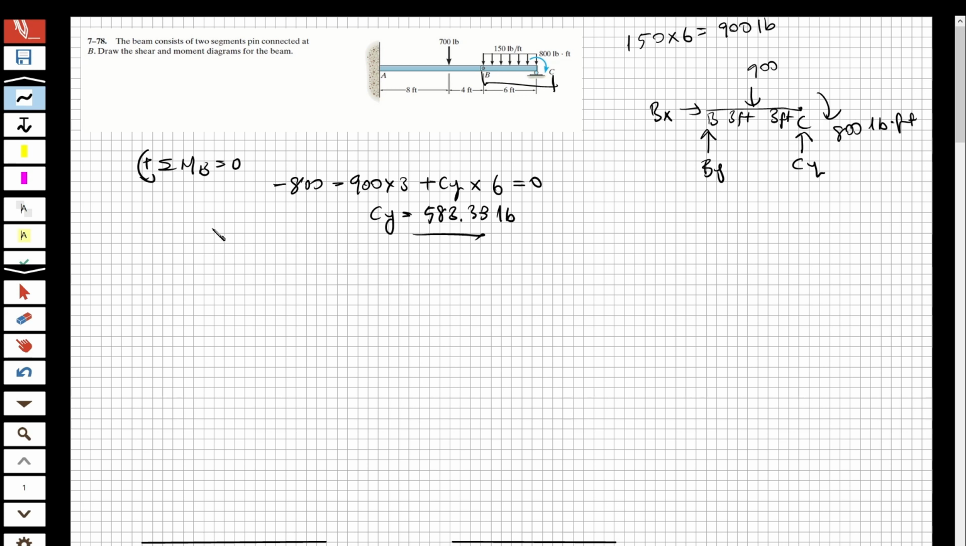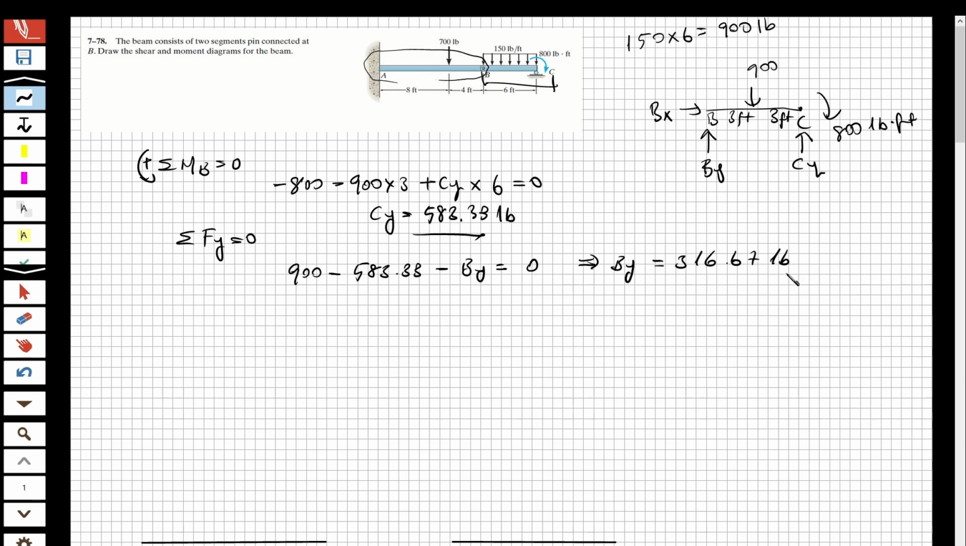So let's write the total of Y equation also to determine the By. Total of Y is equal to 0. And this is 900 minus 583.33. Sorry, I don't need to write pound. And minus By equal to 0. From this equation, By will be equal to 316.67 pounds. Now we also obtained the By. So let's solve the second part, this part.